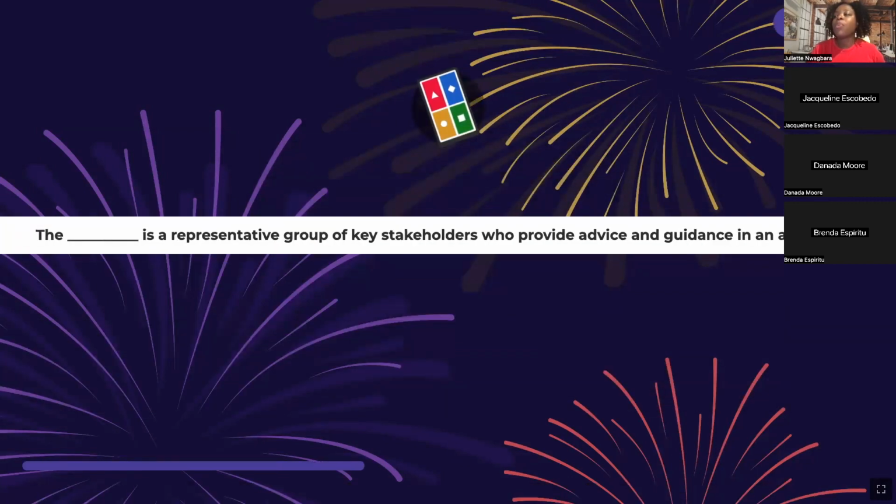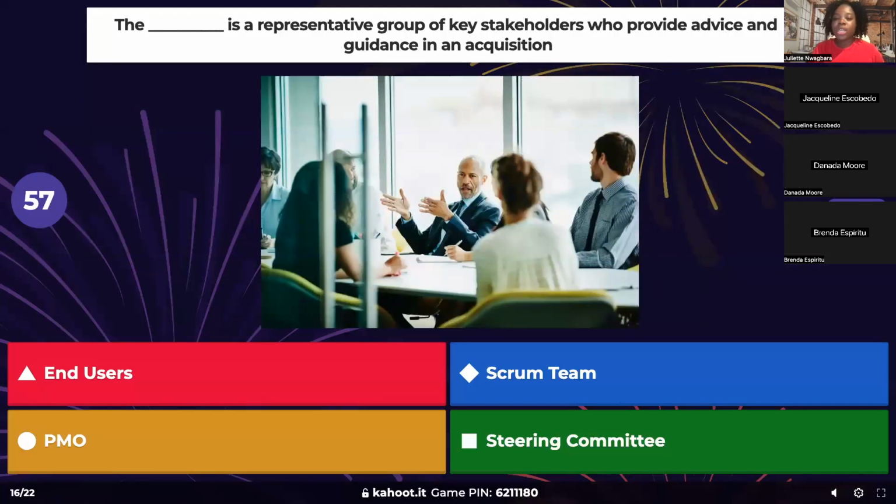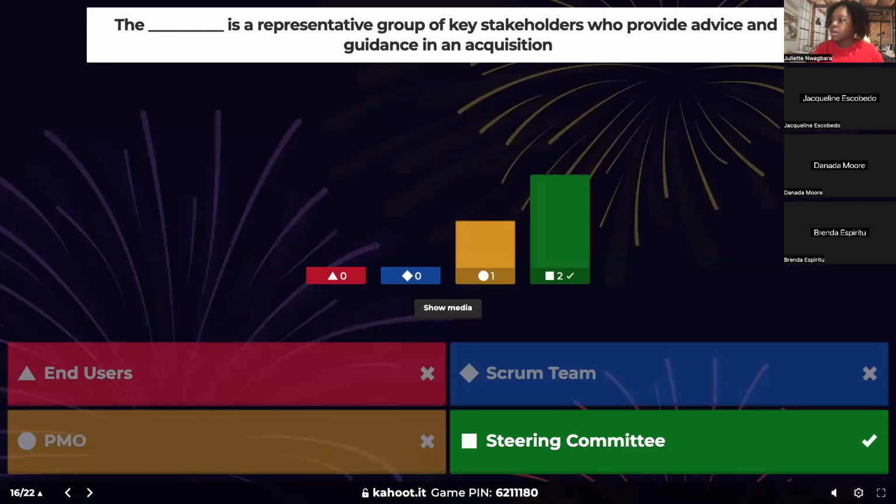The blank is a representative group of key stakeholders who provide advice and guidance in an acquisition. End users, Scrum team, PMO, or the steering committee. This is domain 5, project management. All right, and the correct answer was steering committee. PMO is actually going to be the office of people that are in charge of creating the policies and guidelines that project managers have to use when they're working.